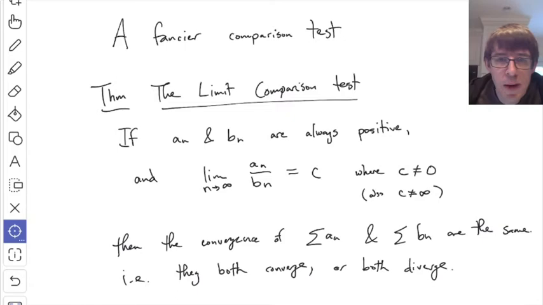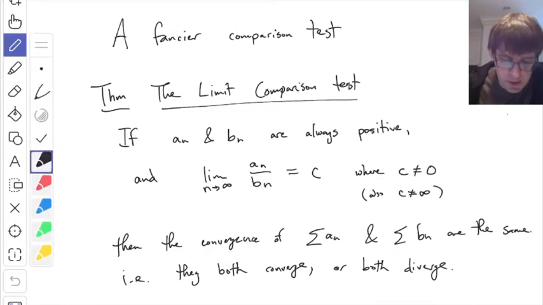And the reason why you should believe this, like I said, if this c turns out to be something like 2, it means that basically in the long run the a's are twice as big as the b's. And so if the b's converge, the a's will also converge to just twice as much. And if the b's become infinite, then the a's also must become infinite. So the a's and the b's have the same convergence. They either converge together or they diverge together. This is called the limit comparison test.